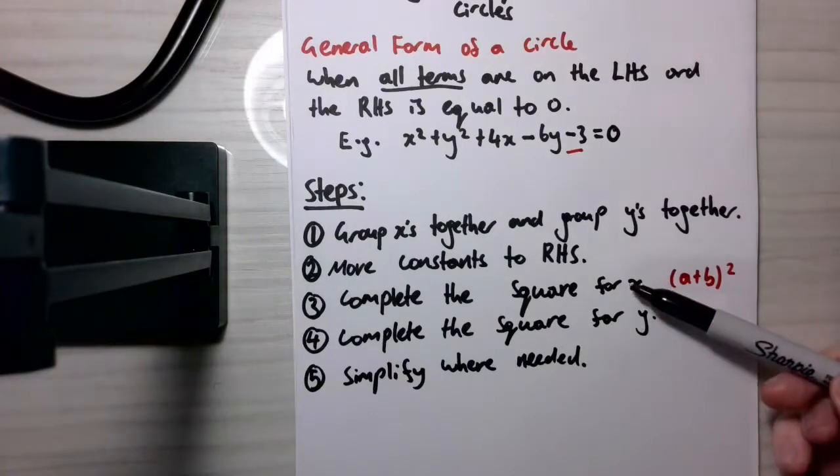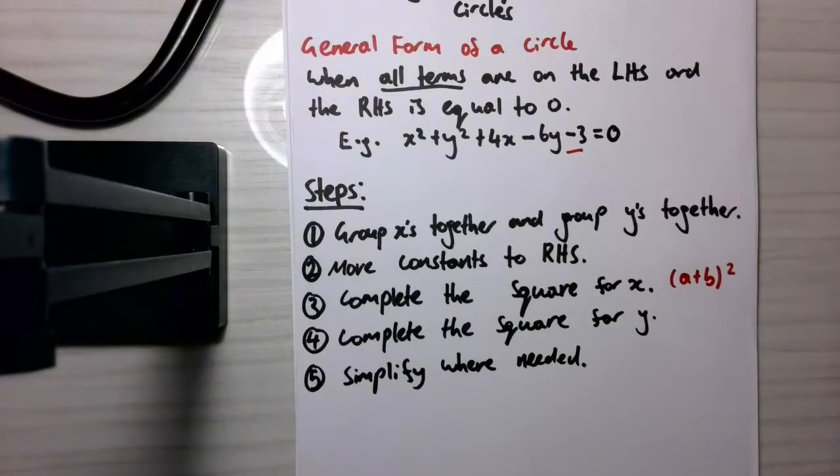We're going to do that for the x, and then we're going to do the exact same thing for the y. So in these sorts of questions, you're going to end up completing the square twice, which can be a little bit confusing, but we're going to break it down step by step to help you out. After all of that, you're going to simplify where you need.